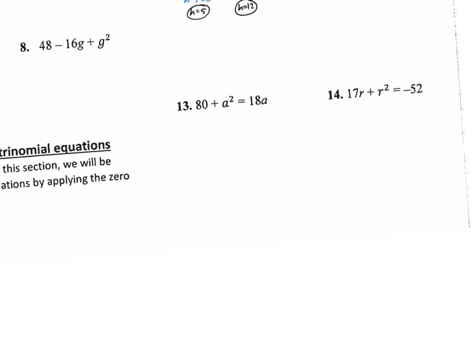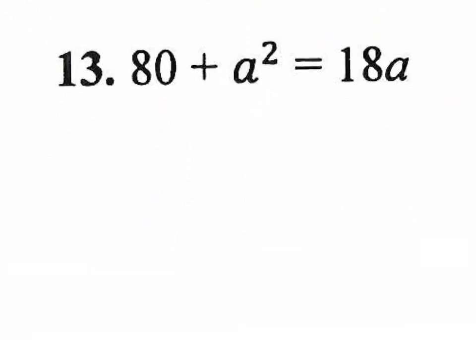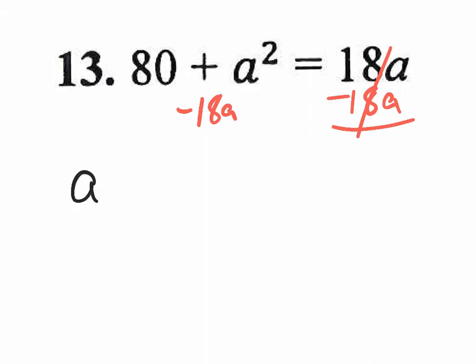Let's do number 13 here. What do I do? Minus 18a. And then rewrite it. Now, how are we going to rewrite it? A squared minus 18a, and then plus 80 equals 0.